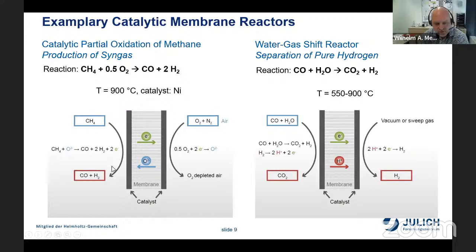On the right side, you see a so-called extractor concept because here you have the syngas and the hydrogen is extracted from this gas and transported to the other side of the membrane. And you can generate pure hydrogen here. And the big difference between the gas-tight and the porous membranes is that if your membrane is ideal, you have in principle a separation of nearly 100% if you have no defects in the membrane.